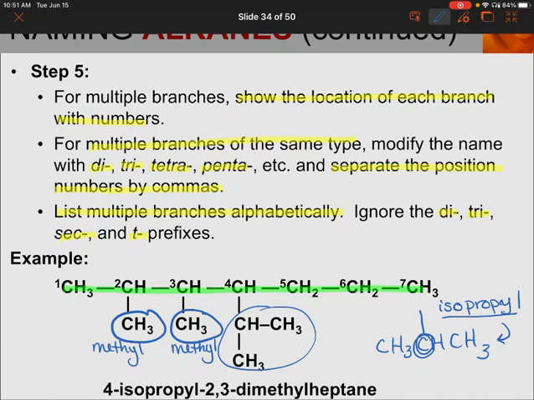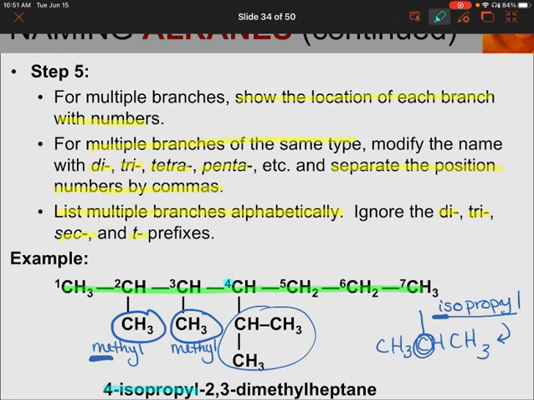Now, again, we're going to alphabetize. So what would come first, the methyl groups or the isopropyl group? Isopropyl. And when you're using that iso prefix, we actually do include it in alphabetizing. And I know that's really confusing, but it's okay. You'll get used to it as we do more and more practice problems. Okay, so isopropyl is going to go first, and it's on carbon 4.